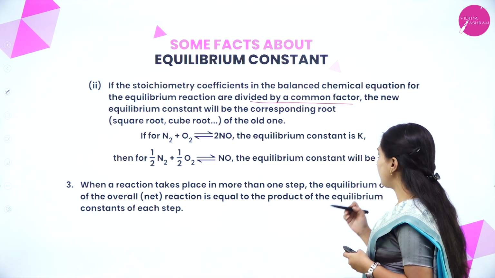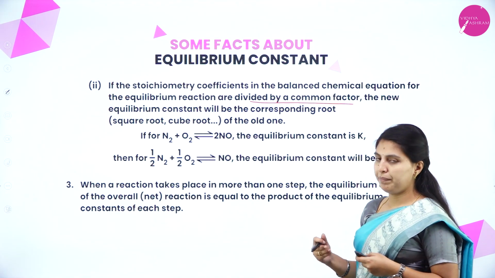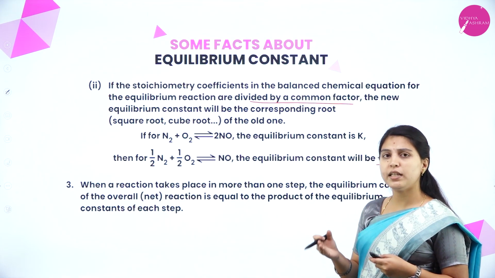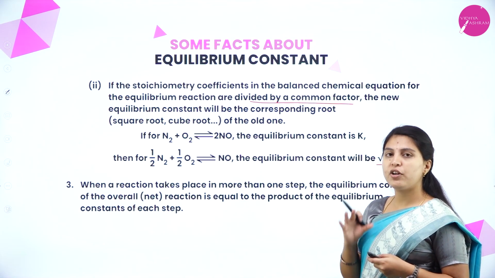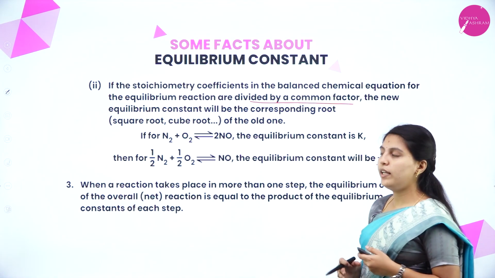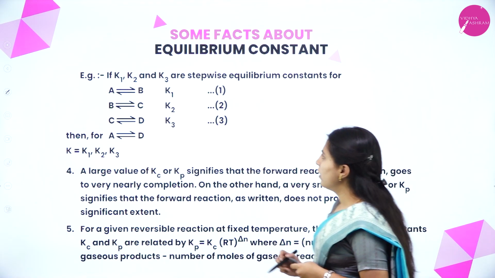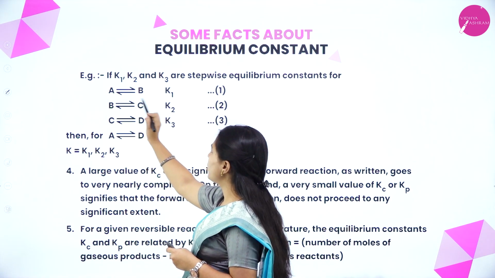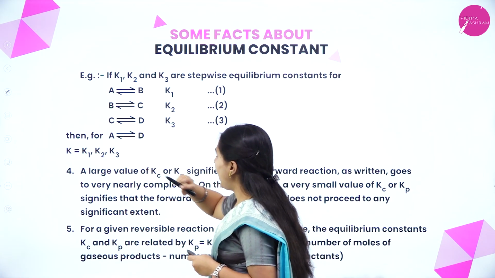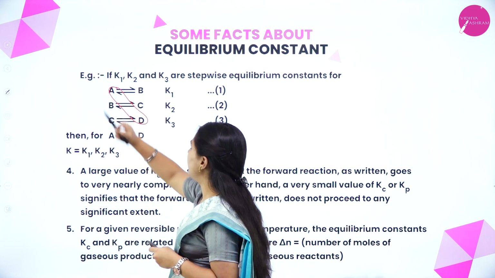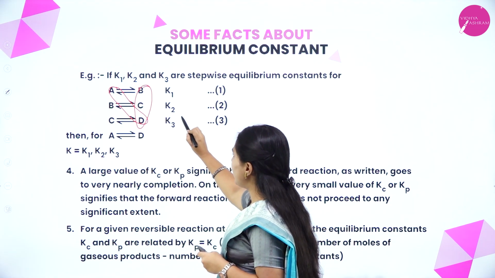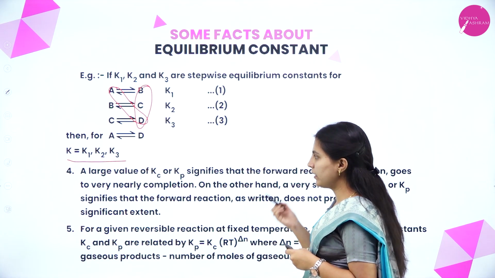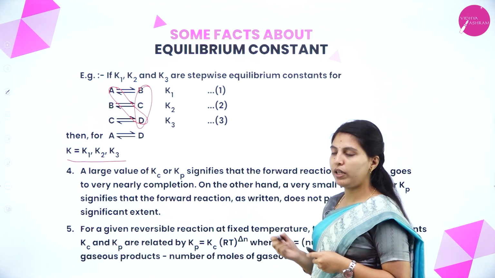When a reaction takes place in more than one step, the equilibrium constant of the overall net reaction is equal to the product of the equilibrium constants of each step. If any reaction is not completed in one step, it may take 2 or 3 steps. In all the steps, products will be formed, and the overall product is given by the last net product. See here, this is a 3-step reaction, meaning A gives B, B gives C, C gives D. At the end, A will give D, right? So with K1, K2, K3, the overall K will be K1 times K2 times K3, that is the net reaction and net equilibrium constant.